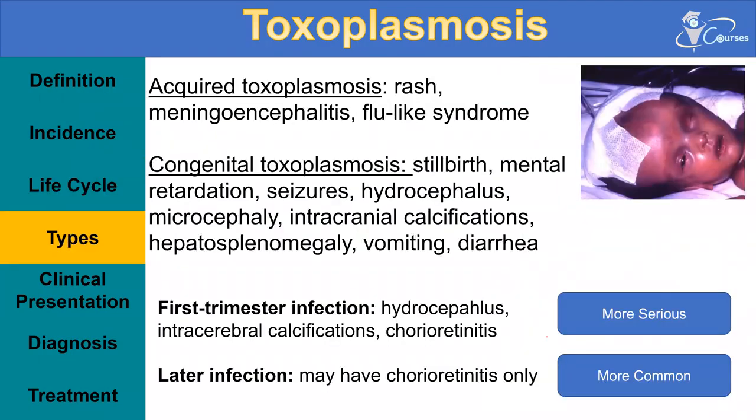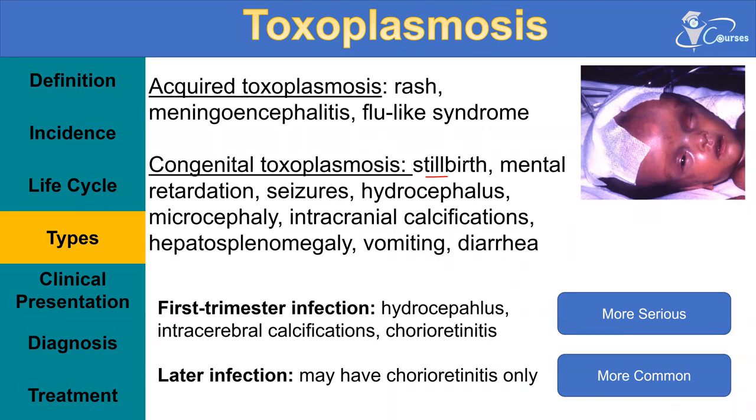So what will be the types or the clinical presentations of toxoplasma? In the acquired cases, those patients will present initially by general constitutional manifestations like rash, meningoencephalitis, and flu-like symptoms. But for congenital, when the toxoplasma is transmitted from the mother to the fetus, this can result in stillbirth, mental retardation, seizures, hydrocephalus, microcephaly, intracranial calcification, hepatosplenomegaly, vomiting, and diarrhea.